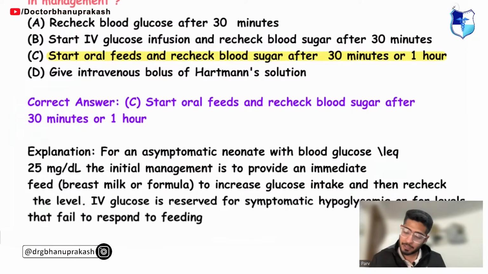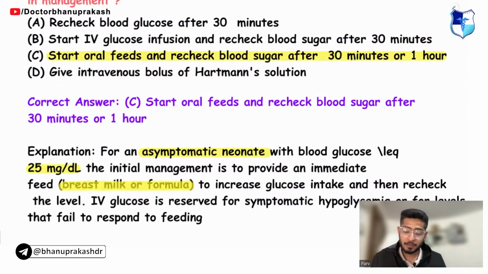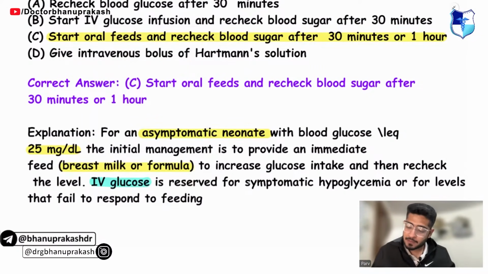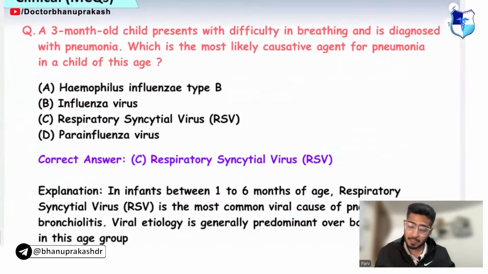For any asymptomatic neonate with blood glucose level less than 25 mg per deciliter, the initial management is to provide an immediate feed like breast milk or formula milk to increase the glucose, and then you have to recheck. IV glucose is something which is given for a symptomatic hypoglycemic baby. Okay, symptomatic babies.